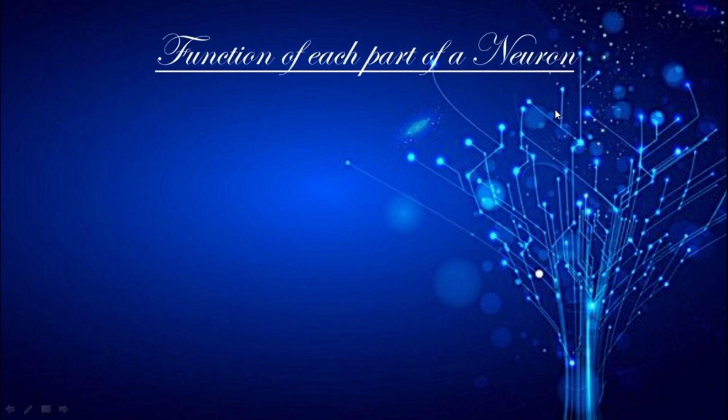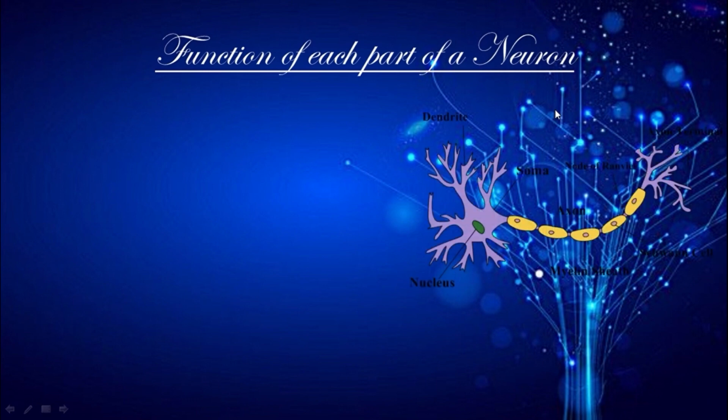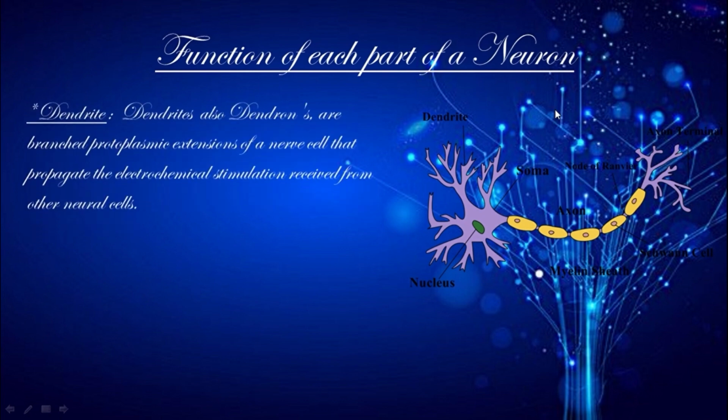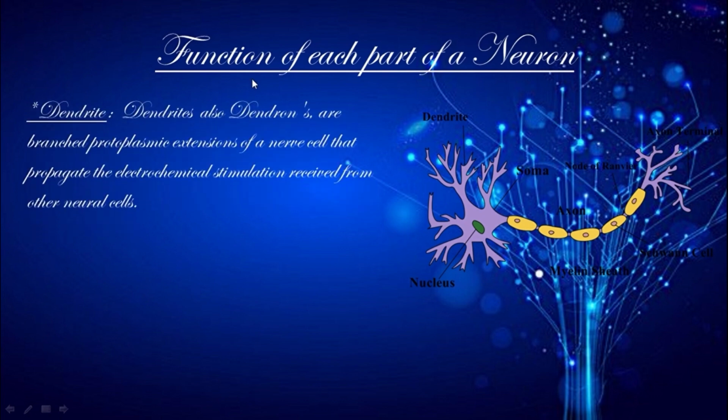The next topic is the function of each part of a neuron. Here is the picture of a neuron on the right. Now, dendrite. Dendrites, also known as dendrons, are the branched protoplasmic extensions of the nerve cell that propagate the electrochemical stimulation received from other neural cells.